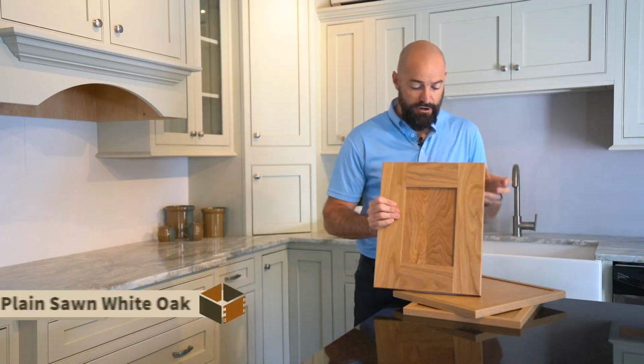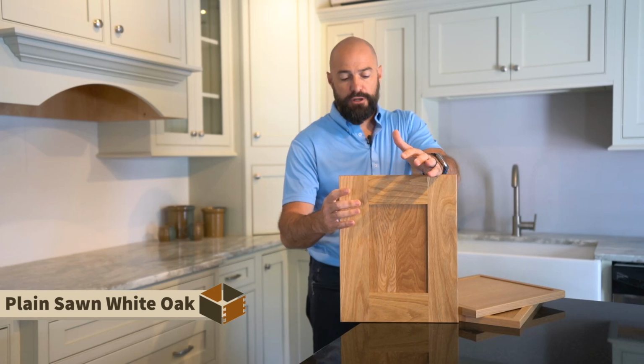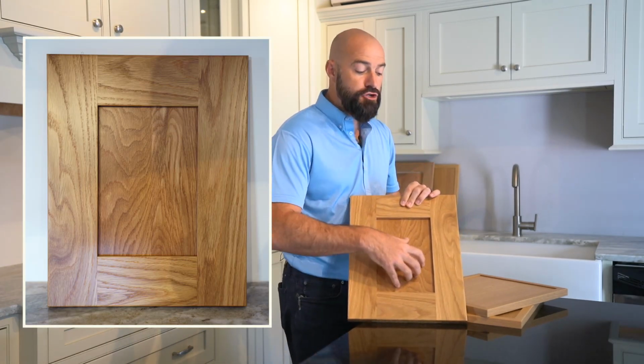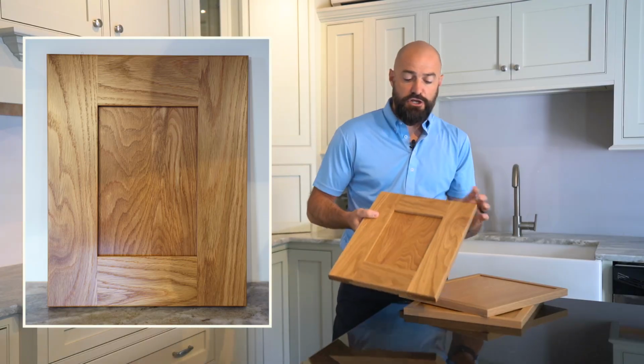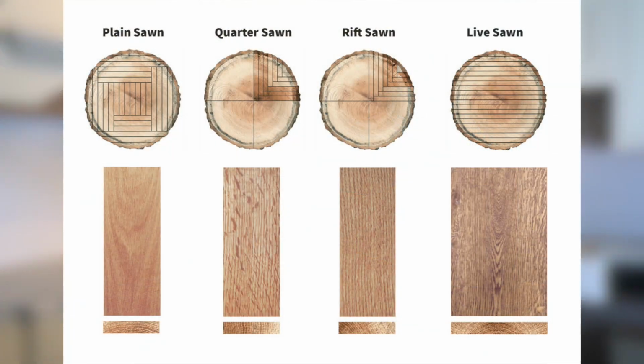So the first one I have here is considered plain sawn or standard white oak. One of the things you'll notice is the cathedral grain. This is due to the way it is sawn at the sawmills. You're going to see on the screen an overlay with plain sawn, quarter sawn, and rift sawn, and the difference.